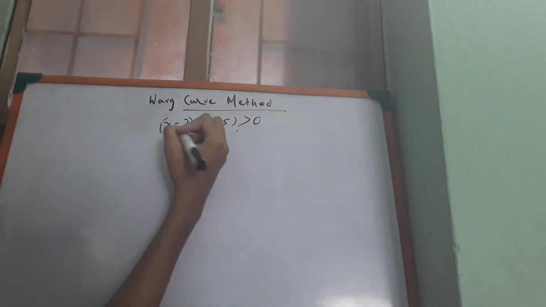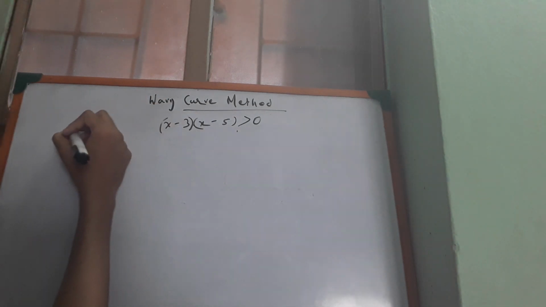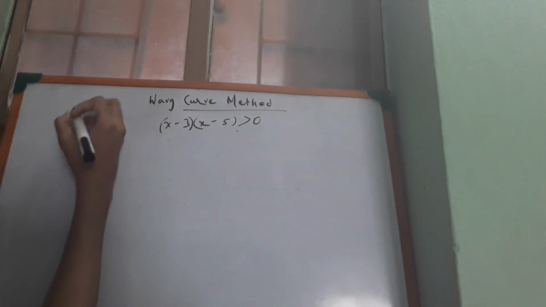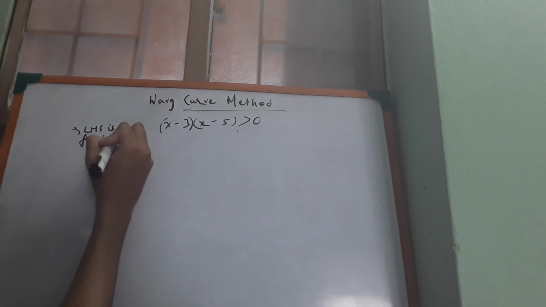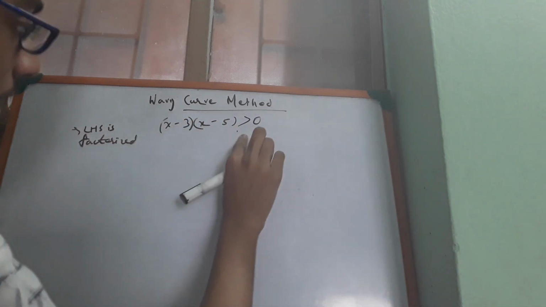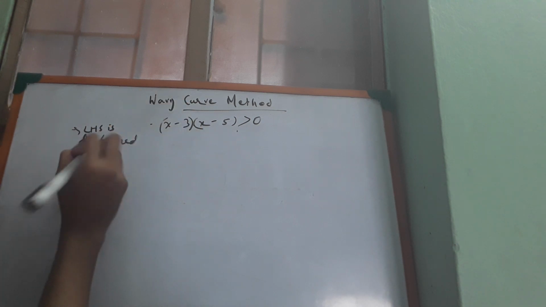You can write this as x square minus... but the thing is that we have some conditions. We can apply the wavy curve method when and only when the LHS is factorized. Factorized means this expression cannot be factorized anymore. It is in its simplest factorized form, so it satisfies the first condition.